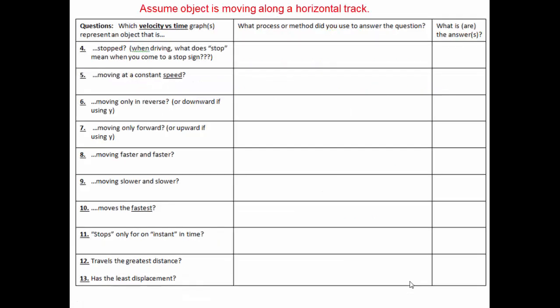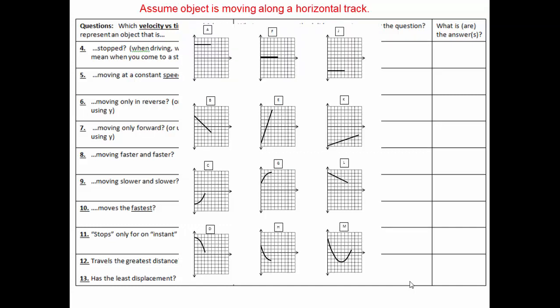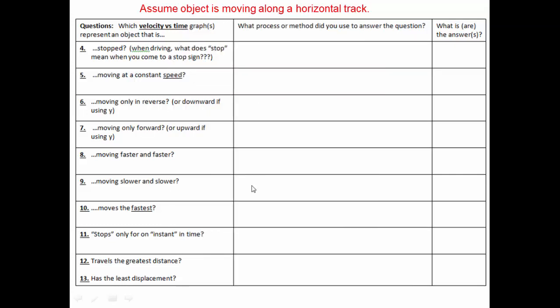Then go through the process of answering these questions, and these are the exact same questions, almost identical at least, for the questions you answered as if it was a position versus time graph. Now you're going to take a look at those 12 little graphs and see which of those represent each one of the motions as if they're velocity versus time graphs.